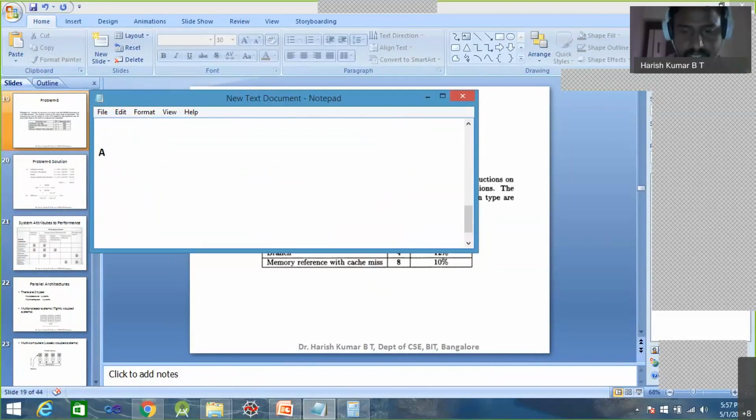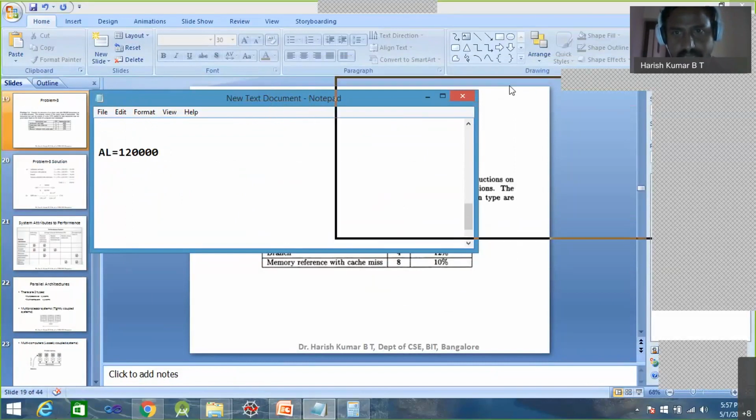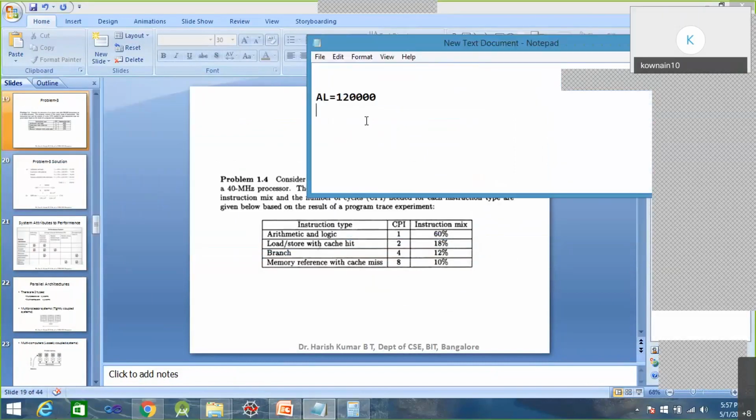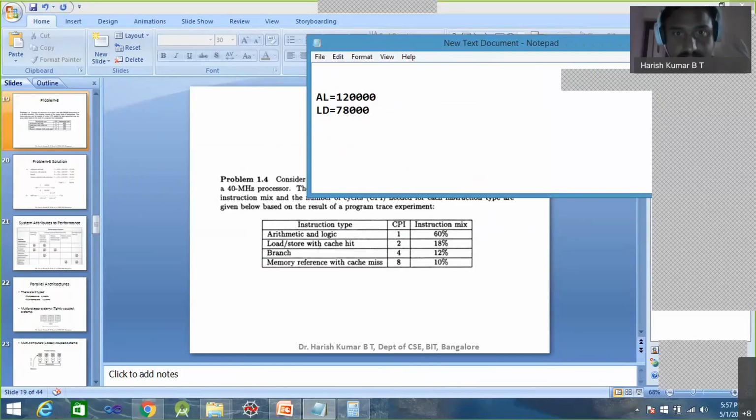Arithmetic and logic, you got 1,20,000, and then 72,000 for load and store, 2 into 36,000. Third one, 96,000. And then memory, 80,000.